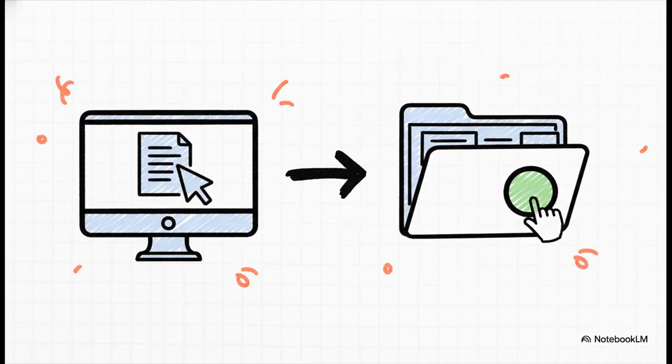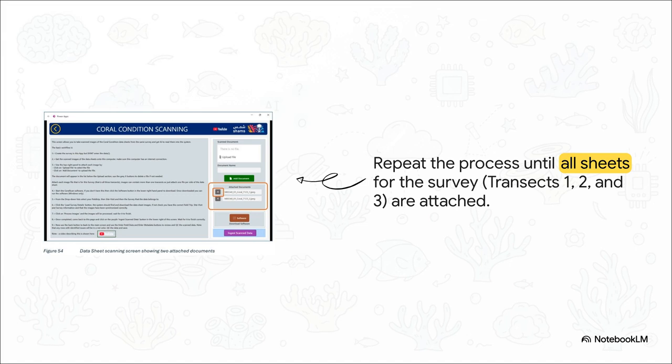Now this part is pretty straightforward, but it's a 2-click process, so pay close attention. First, you click Upload File. That lets you pick a scan from your computer. But you're not done yet. After you've selected it, you have to click the green Add Document button. That's what actually attaches it to the list. You're just going to keep doing that for every single data sheet you have for this survey. That means all the sheets for Transect 1, Transect 2, and Transect 3. When you're all done, your screen should look something like this, with a nice complete list of all your documents.